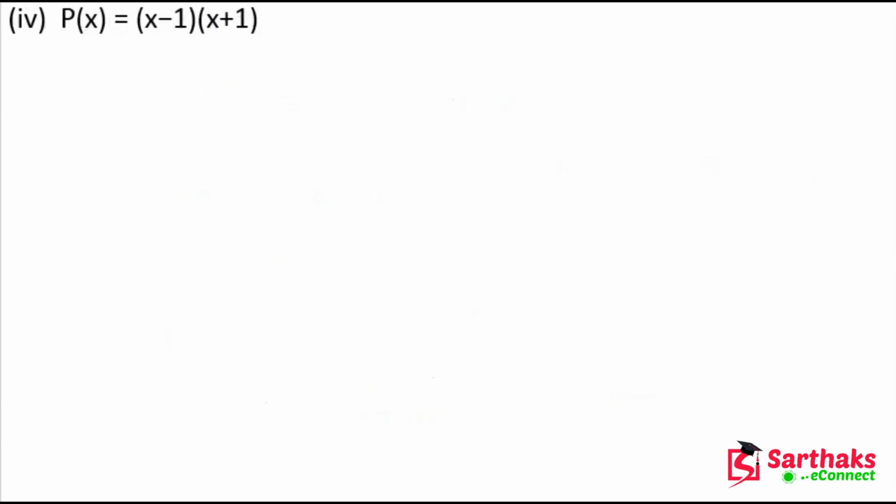Yeah, so the next is, again we have to find p of 0. So we get 0 minus 1 into 0 plus 1, which is equals to minus 1 into 1. So this will be minus 1. So we get minus 1.